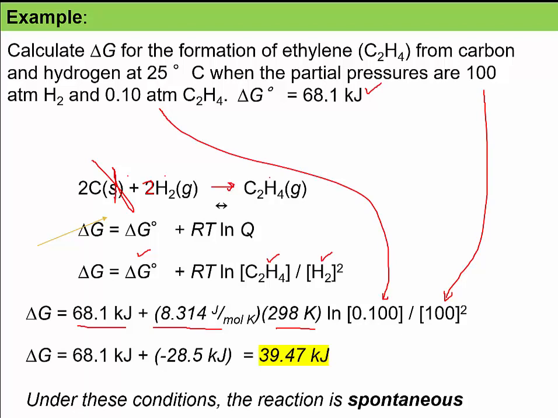So under these reaction conditions, because delta G is positive 39.47, it's non-spontaneous. Delta G needs to be negative. So, sorry, giant typo there.